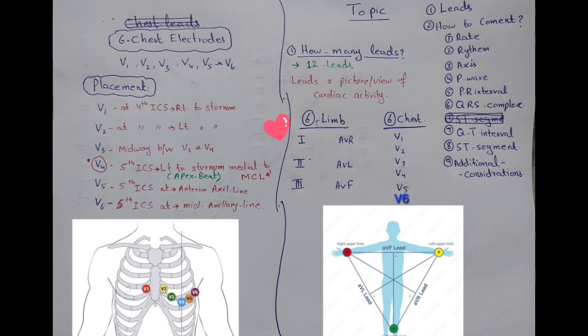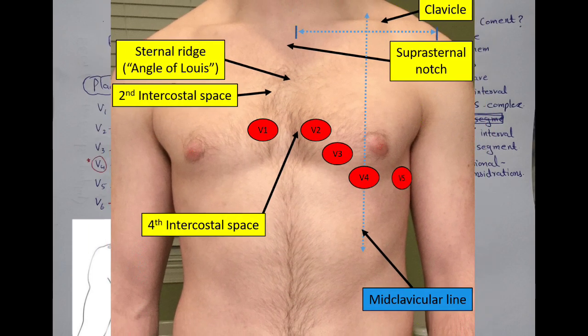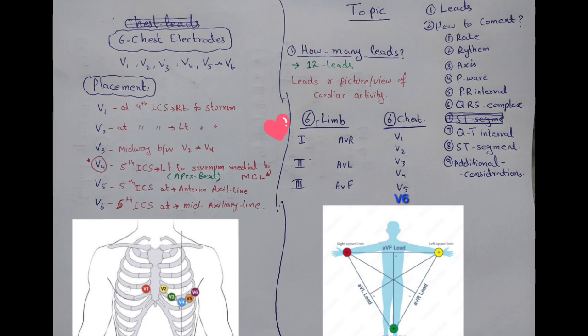V5 and V6 are also at the 5th intercostal space. V5, where will be its location? At the 5th intercostal space at the anterior axillary line, and V6 at the mid axillary line, as shown in the picture. I am going fast because we are not here to study the details much, only a review for the ECG.